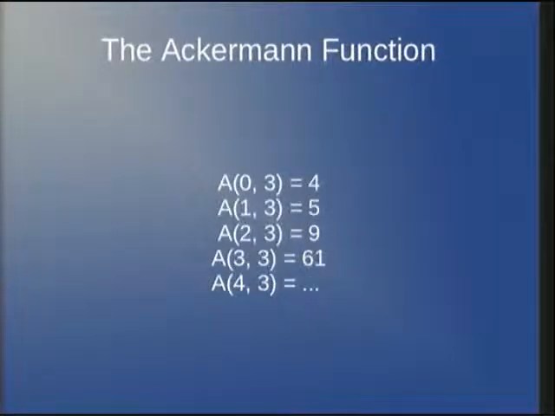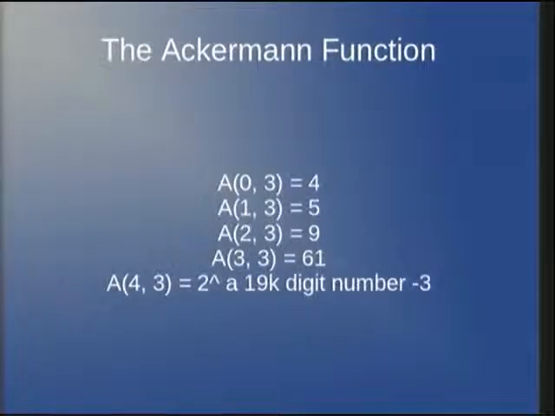The first digit is the one you really have to be careful of. When we start iterating through the Ackermann function, we get 4, 5, 9, 61, 2 to a 19,000 digit number minus 3. And a lot of people ask me, they say, the Ackermann function, okay, well, this is a cool function, but what good is it? Well, it turns out it's really good for crashing compilers and for compiler benchmarks.